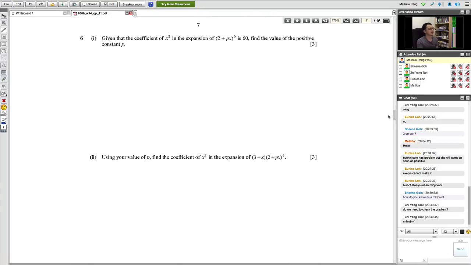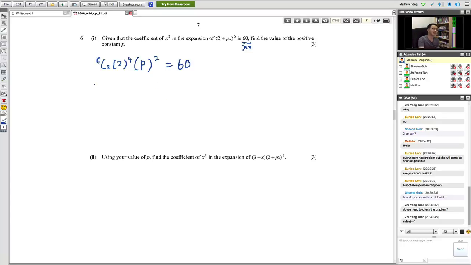Okay, number 6 is a binomial. Given that the coefficient of x power of 2 in the expansion is 60. Okay, we know 60 is the coefficient for x squared. So find the value of the positive constant p. Alright, so I know in order to get x squared, I don't need to find out all the terms. What I need to do is 6c2, and then 2 power of 4, and then p squared. Yeah, you can write px down, but normally I will not write px because I just want to find the coefficient of x power of 2. Because this one actually will give me x squared, I know. So I will do this one equals to 60.